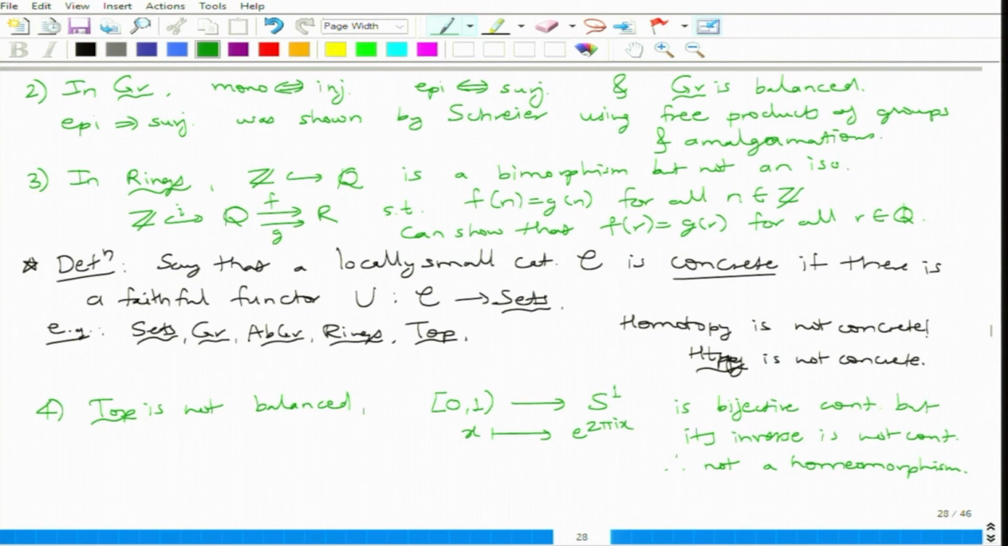Okay, so you have seen several examples of categories. You should try to figure out what the monomorphisms and epimorphisms are in all those examples. And let's stop here.